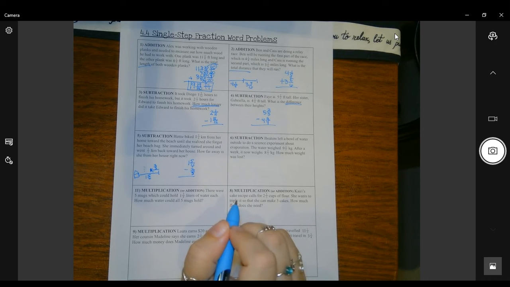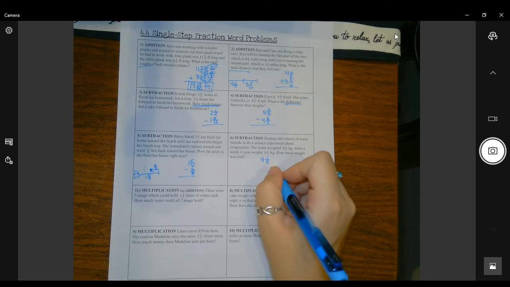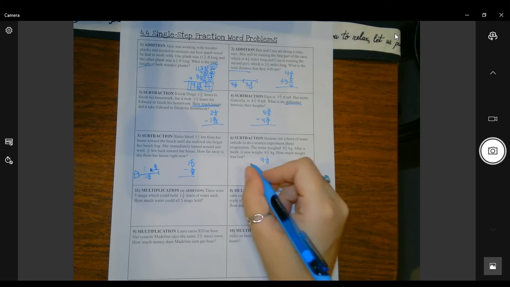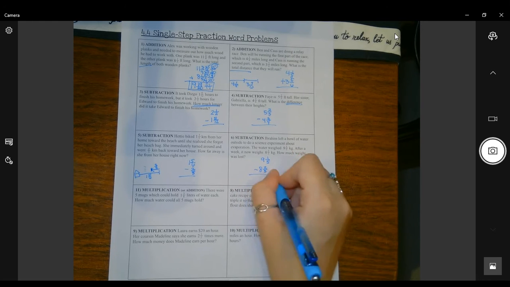Number 6 says Abraham left a bowl of water outside to do a science experiment about evaporation. The water weighed 9 1/5 kilograms. After a week, it now weighs 8 2/3 kilograms. How much weight was lost? What do you think? Well, it started out at this much, and then now it weighs this much. You want to know the difference between them to find how much was lost.